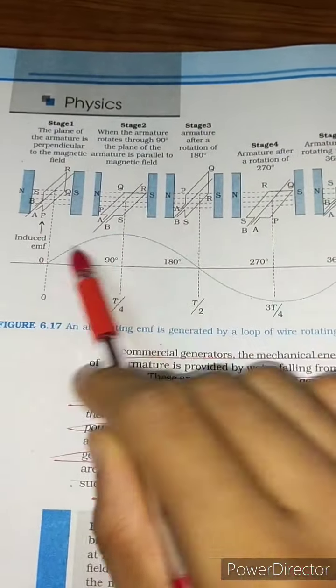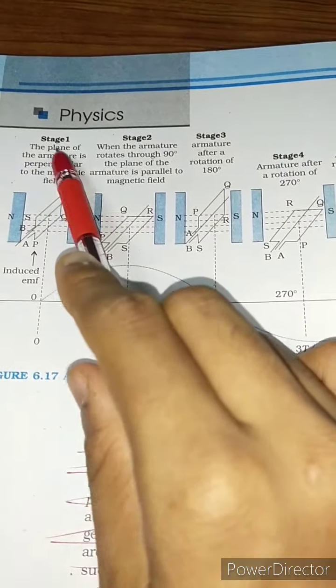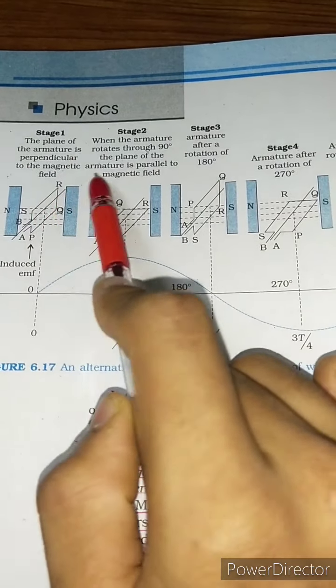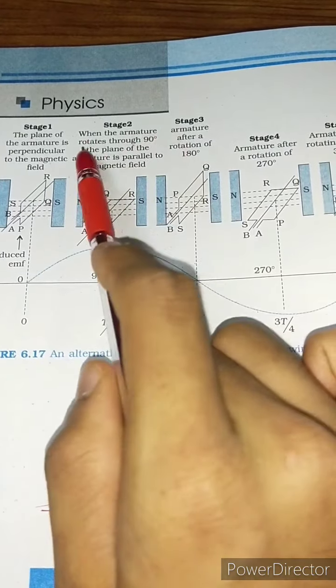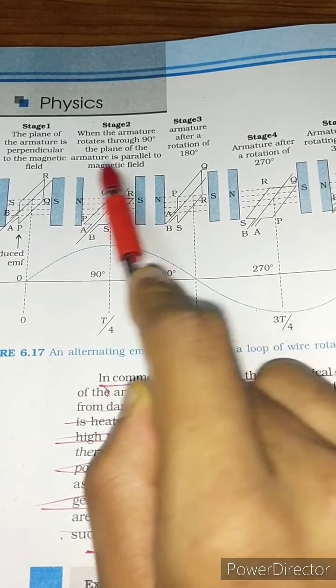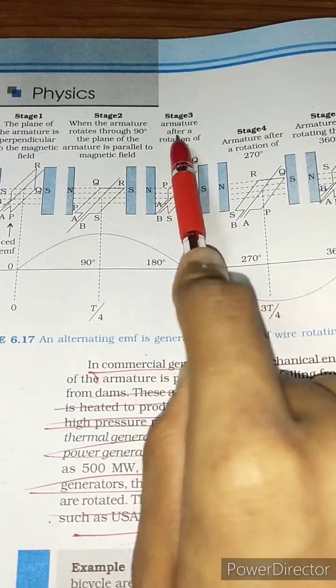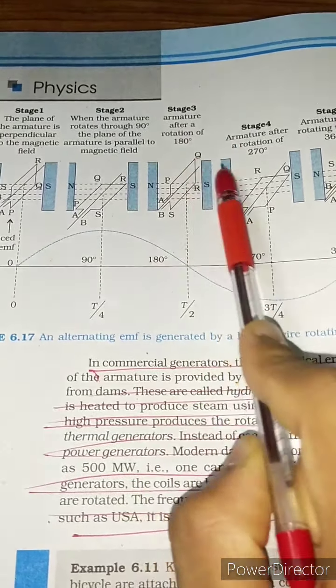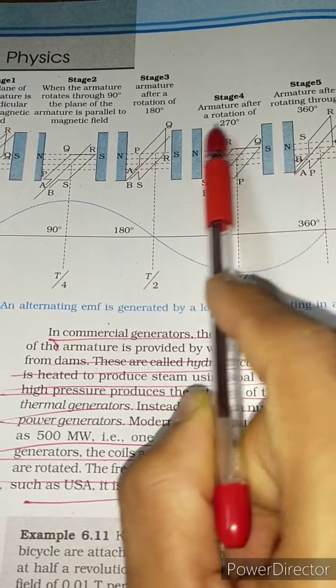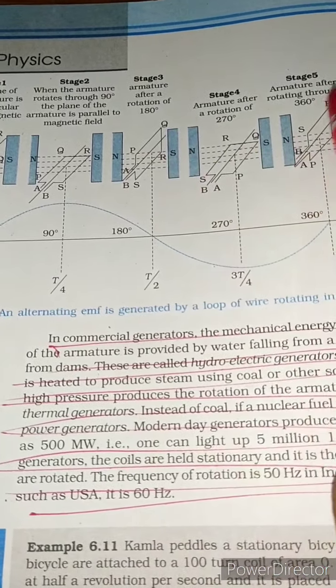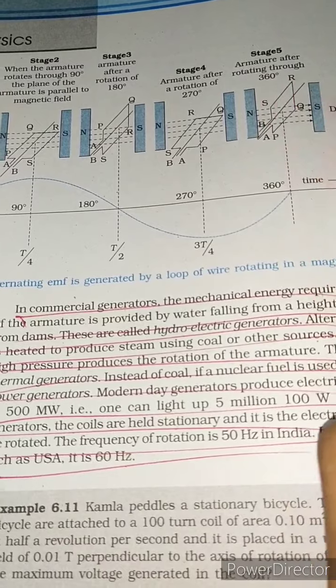Let us see the steps in AC generation. Stage 1, the plane of the armature is perpendicular to the magnetic field. Stage 2, when the armature rotates to 90 degrees, the plane of the armature is parallel to the magnetic field. Stage 3, armature after rotation of 180 degrees. Stage 4, armature after rotation of 270 degrees. And stage 5 is armature after rotation of 360 degrees.